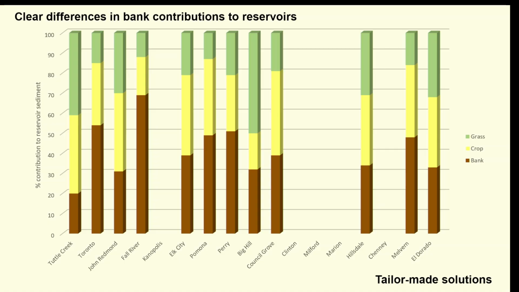Because there are these clear differences, the implication of that is we should probably focus on tailor-made management solutions for each of these watersheds. There's no one-size-fits-all scenario here. But for the rest of the talk, I just want to focus on these three: Perry, Redmond, and Tuttle.